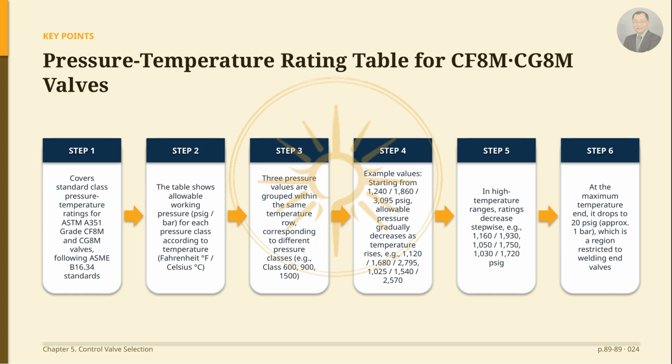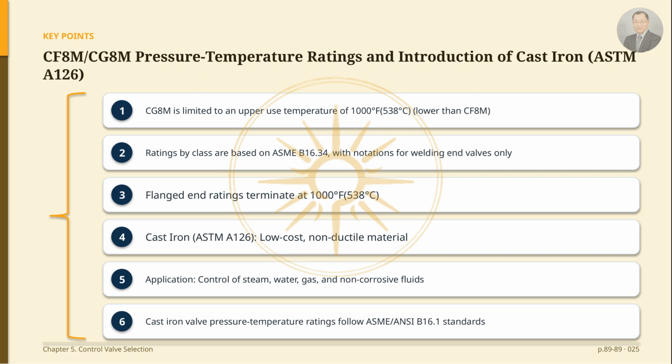Please keep in mind that this region applies only to welded end valves, and flanged end ratings terminate at 1000 degrees Fahrenheit. Along with the conclusion of the pressure temperature ratings table for CF8M and CG8M materials, I would like to introduce cast iron valve materials.